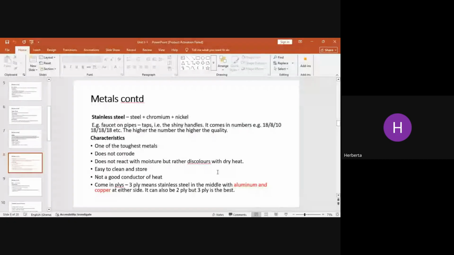What are the characteristics of stainless steel? Stainless steel has been seen as one of the toughest metals. It does not corrode. It does not react with moisture. But it discolors when it comes into contact with dry heat. They are easy to clean and store. It is not a good conductor of heat. And as we said, it always comes in three plies.